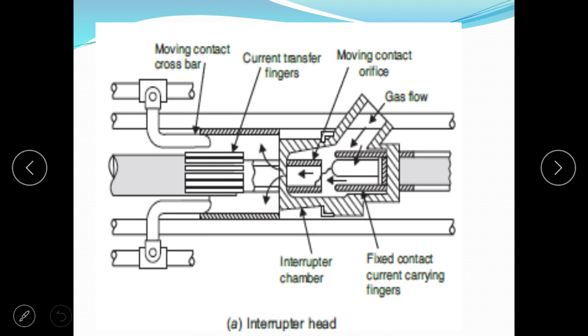The figure shows the interrupter unit of a SF6 circuit breaker in which there are two contacts. One is a fixed contact and the second is a moving contact. This is the moving contact, and the gas system is provided here through a nozzle, and the fixed contact is fixed at its position. The moving contact has the property of movement, means it can move from its position.